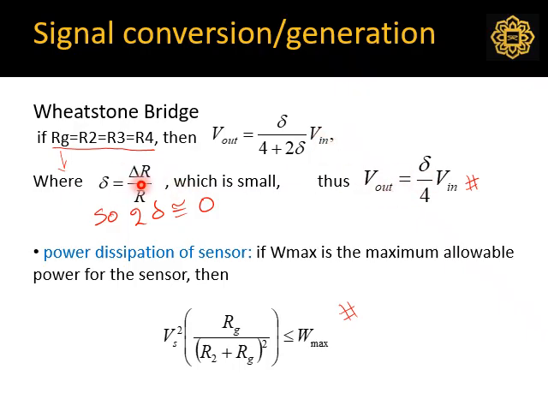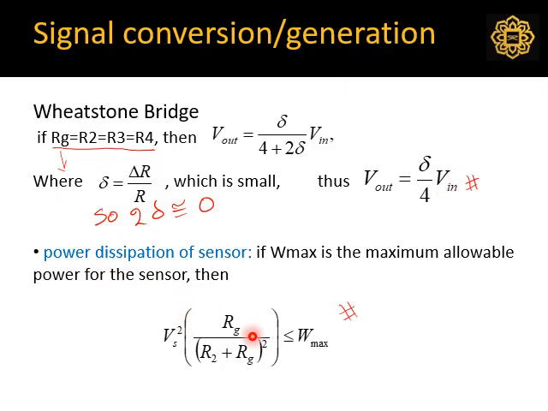Now delta equals the change of resistance, so delta R by R. This is the change of resistance, meaning how much RG has changed. This change gives you this delta, which is very small. If it is small, then 2 delta will be even smaller, because it is 0.001. So we can assume 2 delta is almost equal to 0, and your V out can be simplified to delta over 4 into V in.